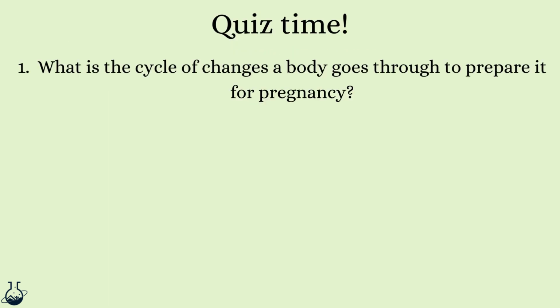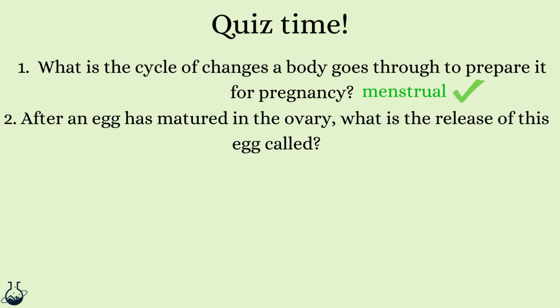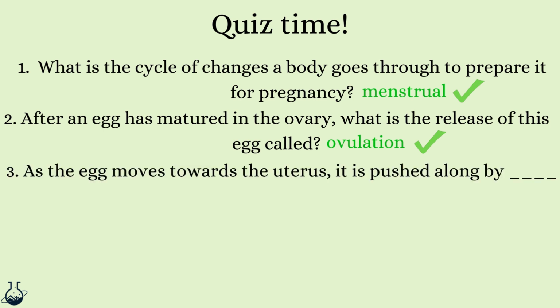Nice work, guys. Time for our end of video quiz. Question 1. What is the cycle of changes a body goes through to prepare it for pregnancy? The menstrual cycle. Question 2. After an egg has matured in the ovary, what is the release of this egg called? Ovulation. Question 3. As the egg moves towards the uterus, it is pushed along by cilia. These are the hair-like structures on the ends of some cells.